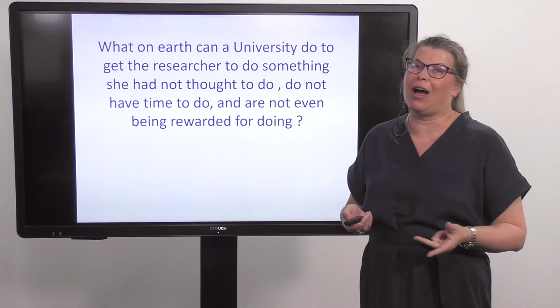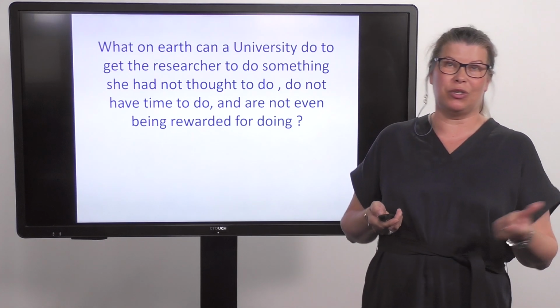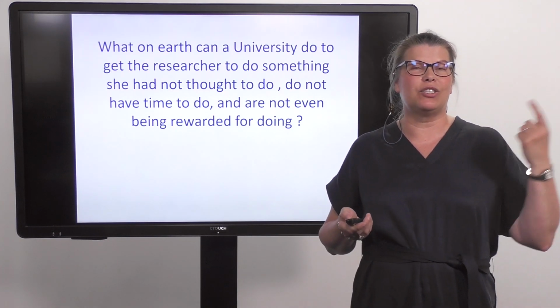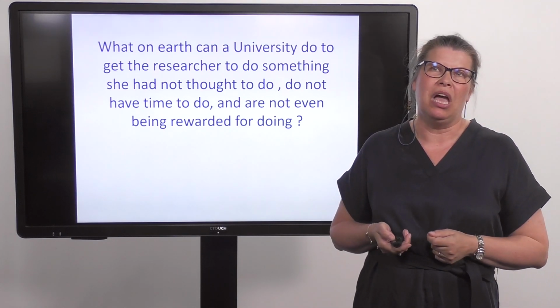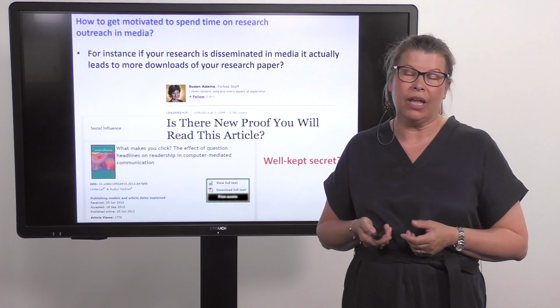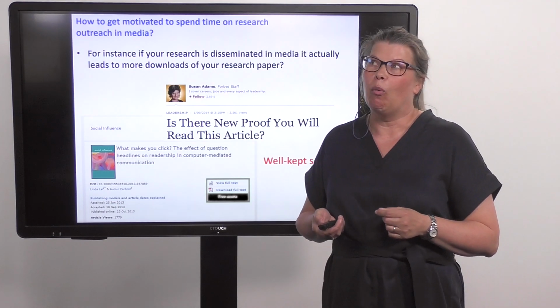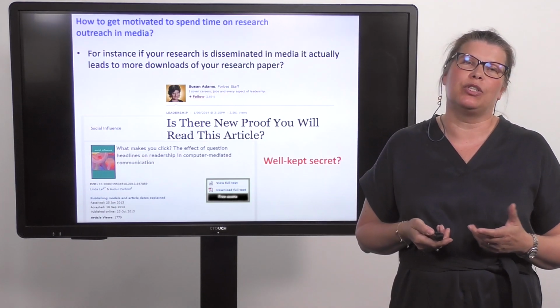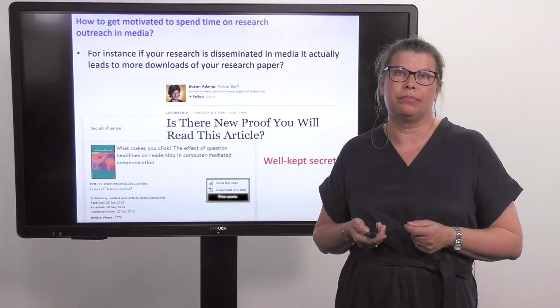If you had all been in the room with me, I would have asked you, do you want to do outreach or not? Every year, there's somebody who says, I don't want to do outreach. I don't feel it's for me, and I don't think it should be what scientists are doing. I'm going to give you some good tips for why you should do it. Why should we get motivated to spend time on research outreach, for instance, in media?